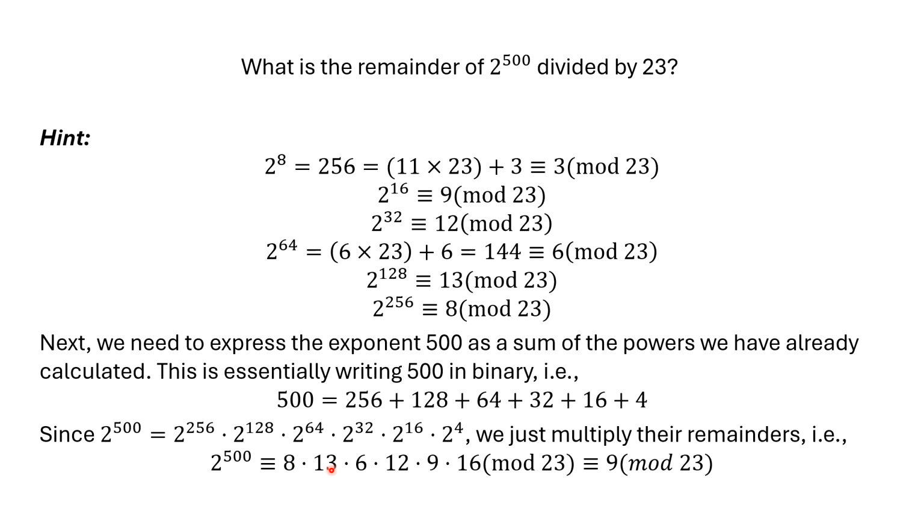But if you just want to do it with pencil and paper, you could work a couple at a time. You can find out what the remainder of 8 times 13 is mod 23, and then 6 times 12 mod 23, and 9 times 16 mod 23, and then continue working it down until you'll see that it's 9. So there's a little bit more work here to determine the remainder as being 9.